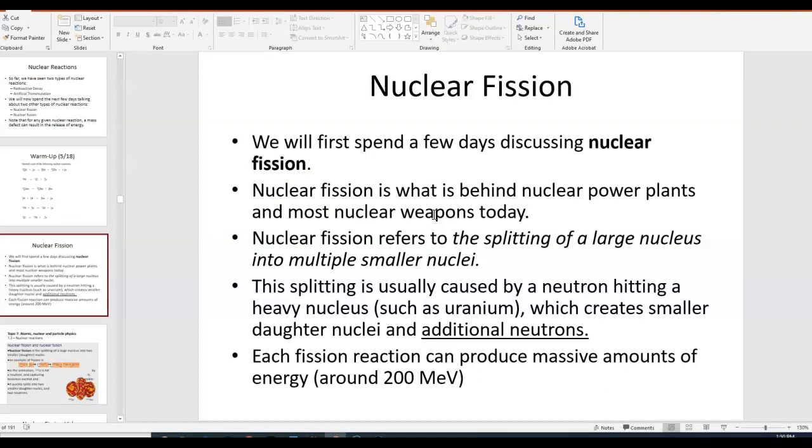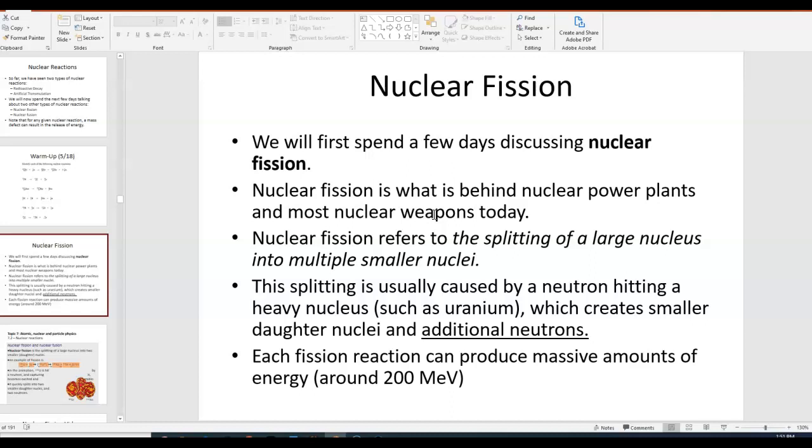Okay, so nuclear fission, when people talk about nuclear power plants or most nuclear bombs, they're talking about nuclear fission. By definition, nuclear fission refers to the splitting of a large nucleus into multiple smaller nuclei. Okay, now typically the way that occurs is you take a neutron, which is usually produced by some other type of nuclear reaction, and you basically shoot neutrons at a heavy nucleus. It has to be a really, really heavy nucleus, like uranium or plutonium.